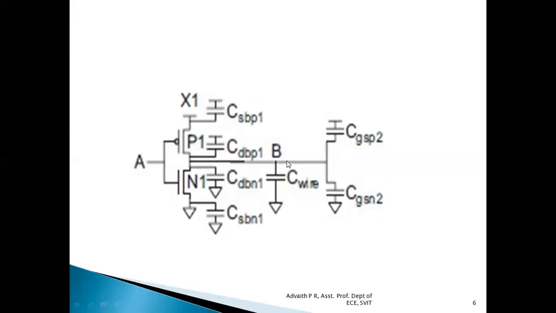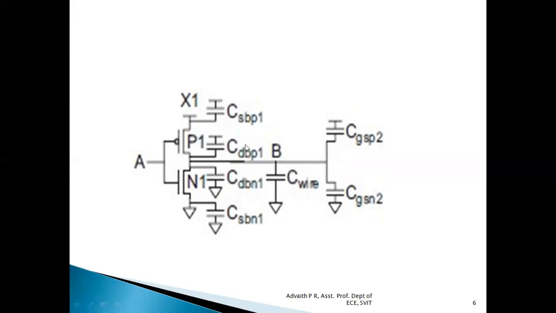If we observe, there are diffusion capacitances between the drain and body of each transistor and between the source and body of each transistor. Similarly, the gate capacitance CGS of the transistors in X2 are part of the load. The wire capacitance is also a part of the load.